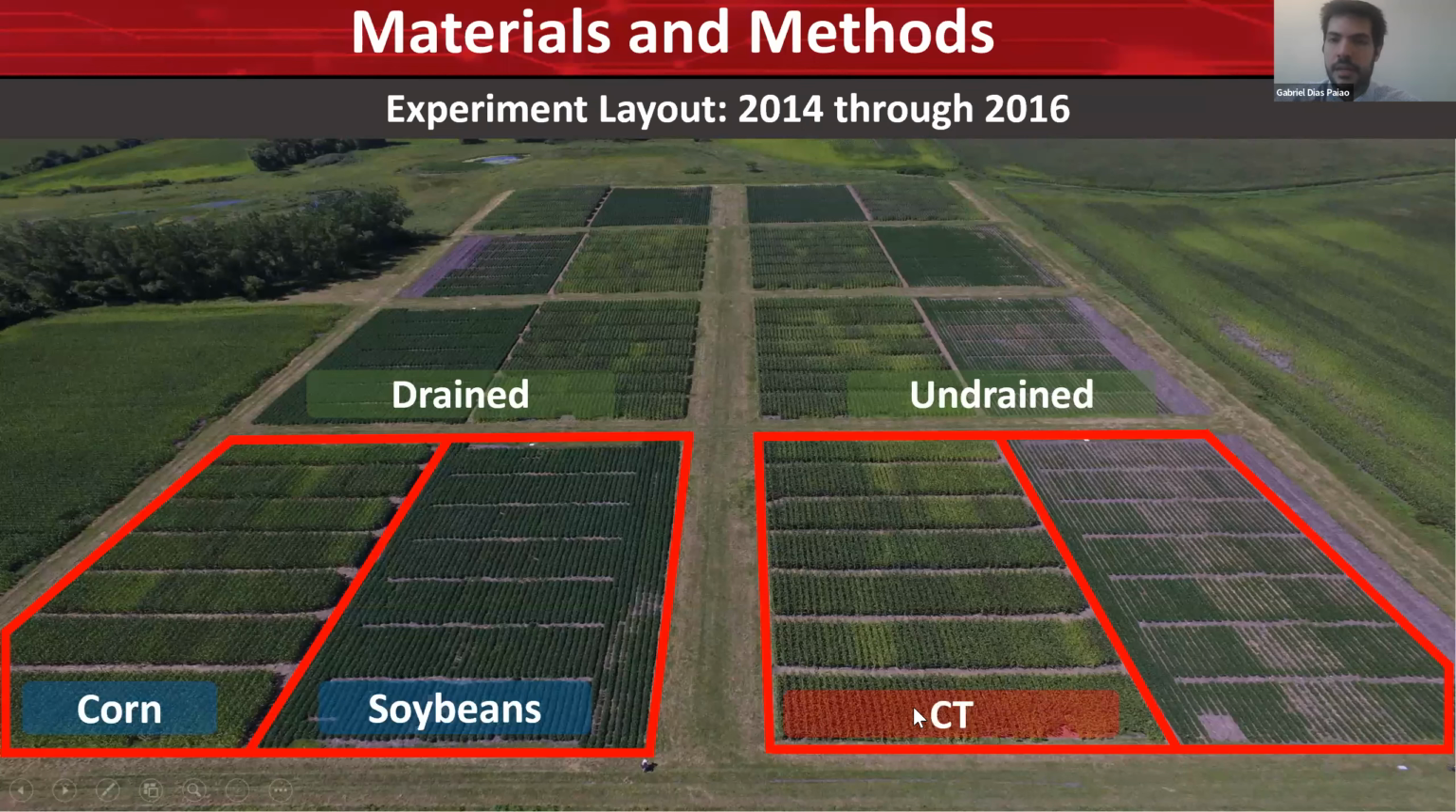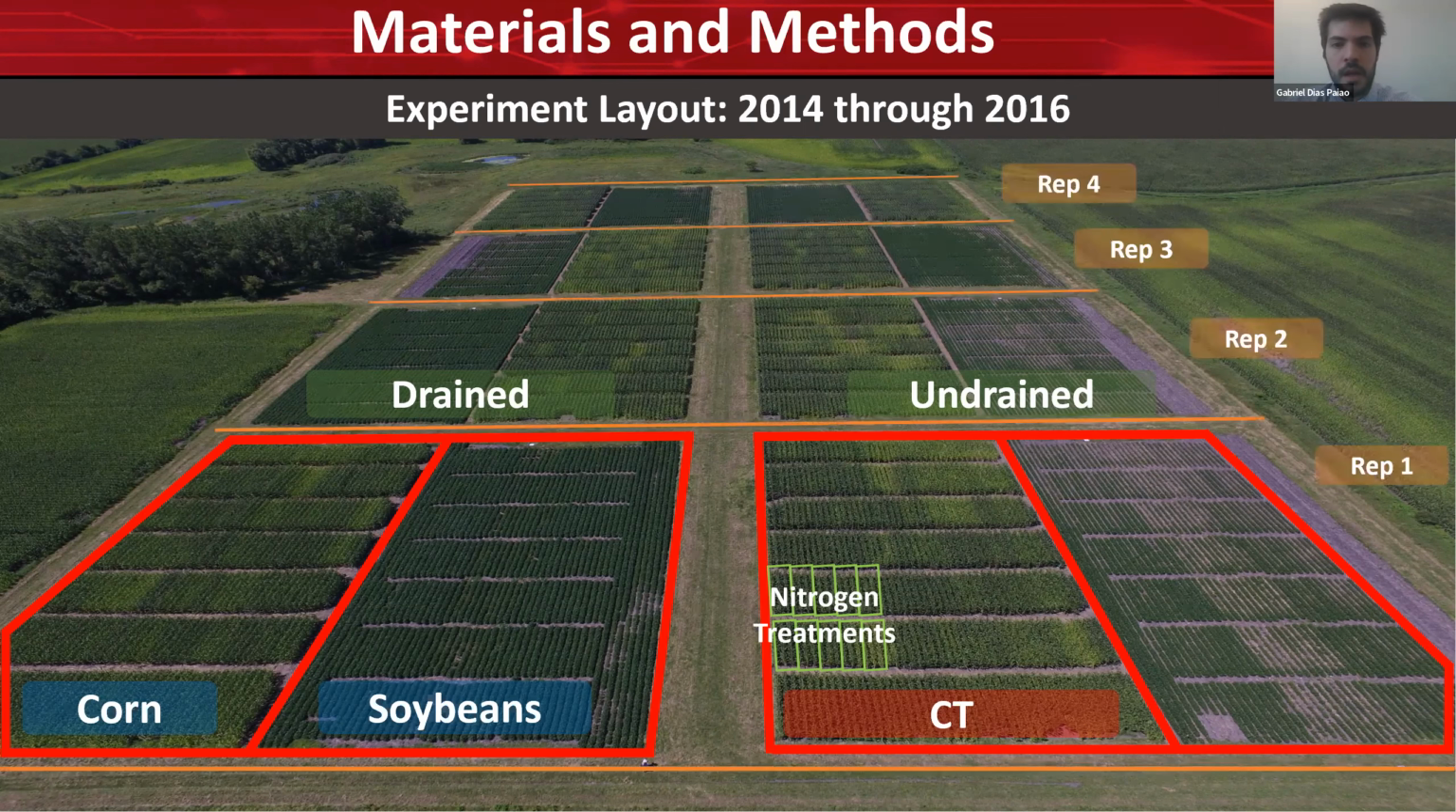And then the entire field was managed with conventional tillage from 2014 to 2016. And then within these drainage conditions and crops, we had different nitrogen treatments that we applied. And so this layout here was replicated 4 times in a randomized way.